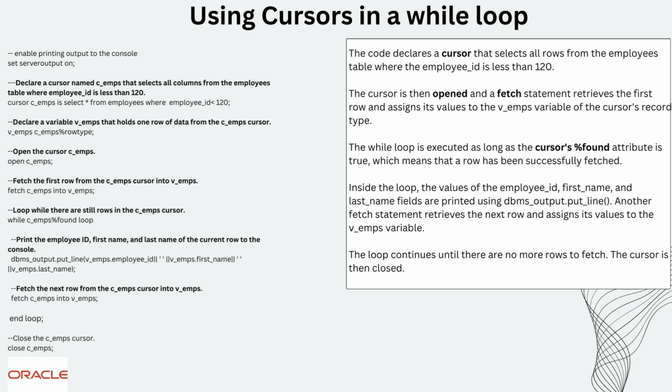Inside the loop, the values of the employee_id, first_name, and last_name fields are printed using dbms_output.put_line. Another fetch statement retrieves the next row and assigns its values to the v_emps variable. The loop continues until there are no more rows to fetch. The cursor is then closed.